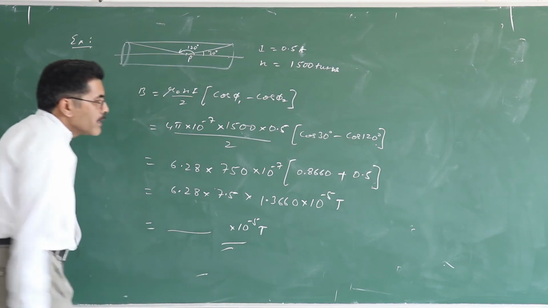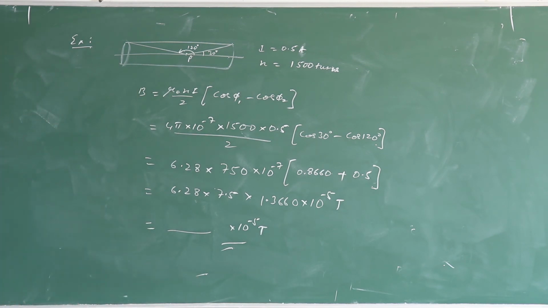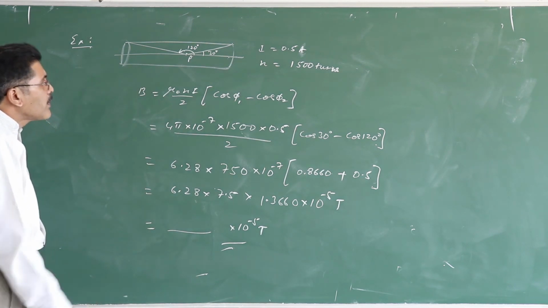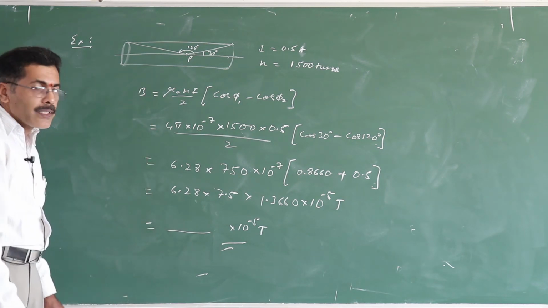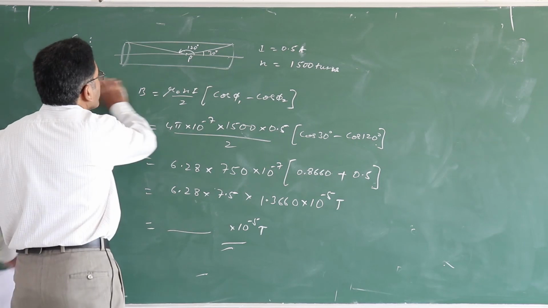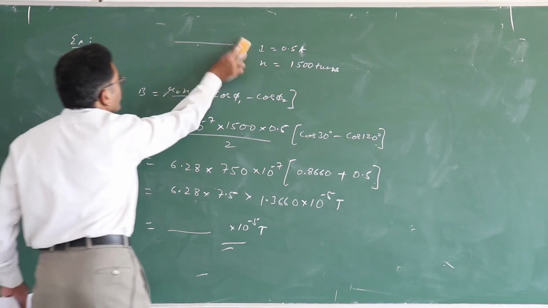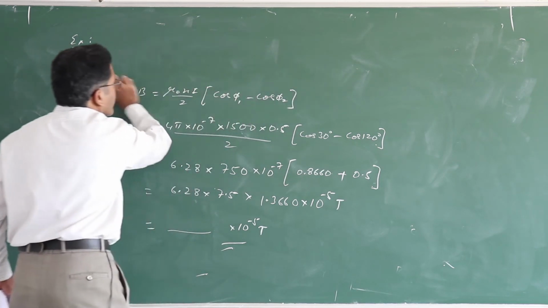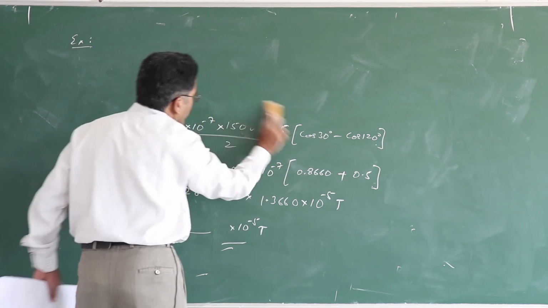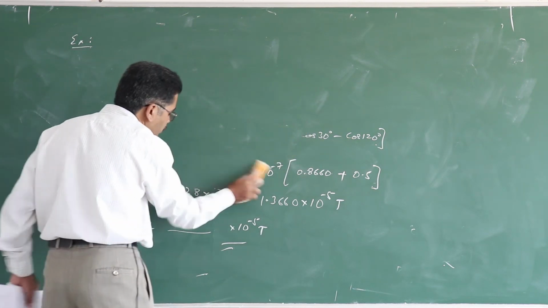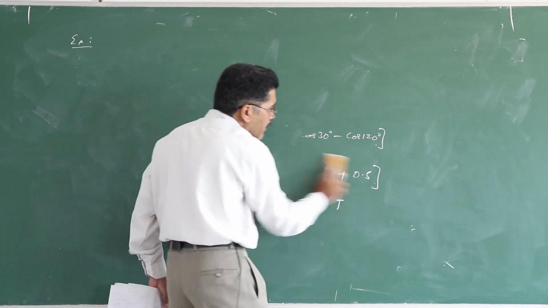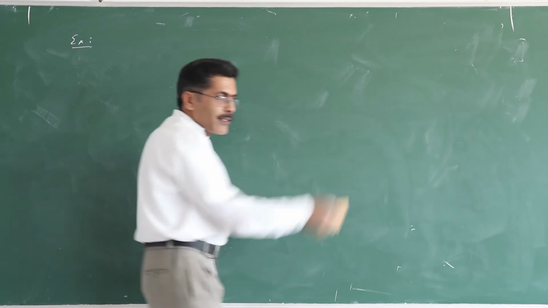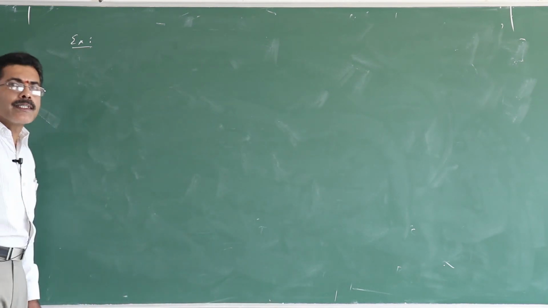So this is the magnetic field at any point along the axis of a solenoid of finite length. See, n is the number of turns per unit length. 1500 turns per meter. I have just mentioned turns. Please take it as turns per meter.